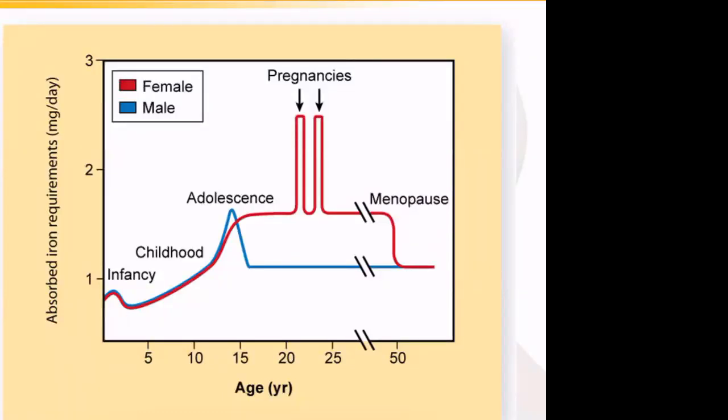And then you can see in pregnancy. The reason for that is because during pregnancy, a woman is going to increase her total blood volume by about 30% or 40% or even up to 50%. And that means a lot more red blood cells, which means a lot more hemoglobin, which means a lot more iron. So they can deliver that oxygen to the uterus. So then that baby can steal it away. And they see the drop after menopause.